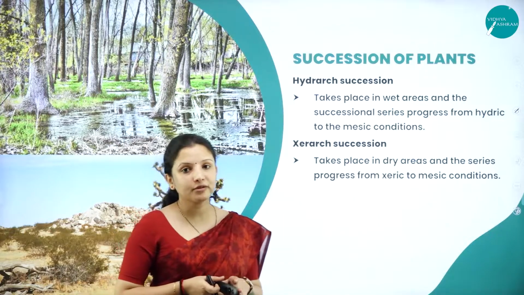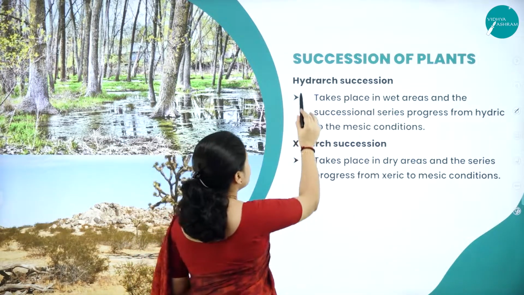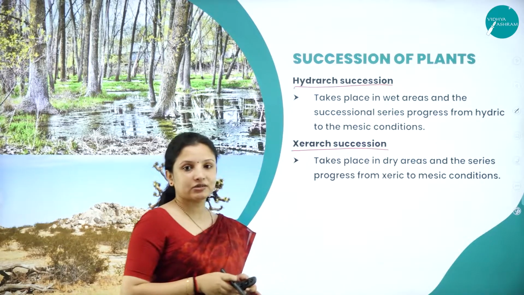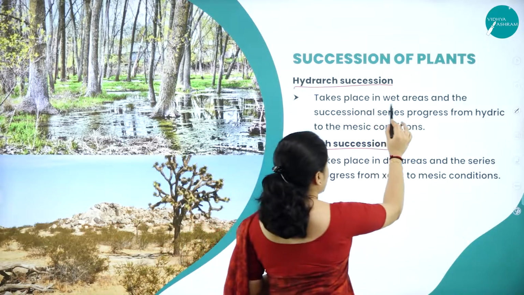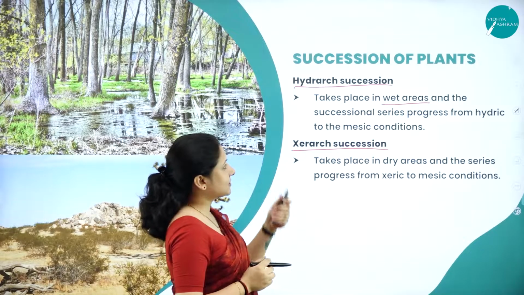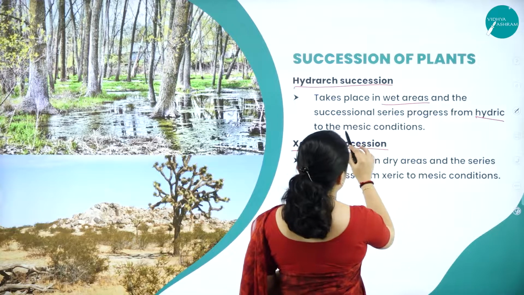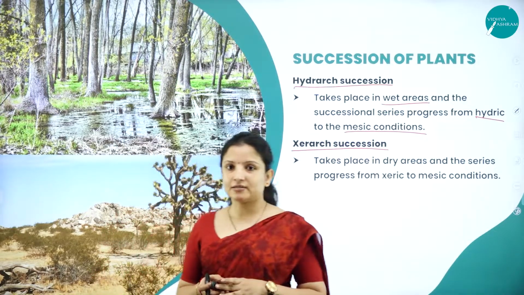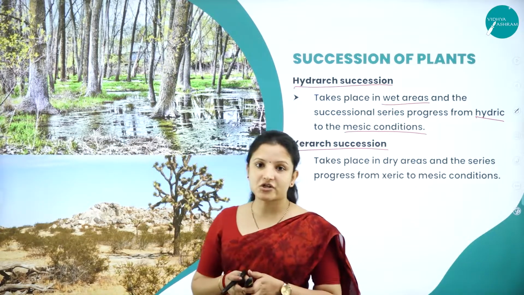When we talk about the succession of plants, there are two types of succession here. One is hydrarch succession and xerarch succession. So hydrarch succession means the succession that takes place in wet areas. That is where water availability is there, and the successional series progresses from hydric to mesic condition. Mesic condition means both wet and dry areas. Hydric means entirely wet.